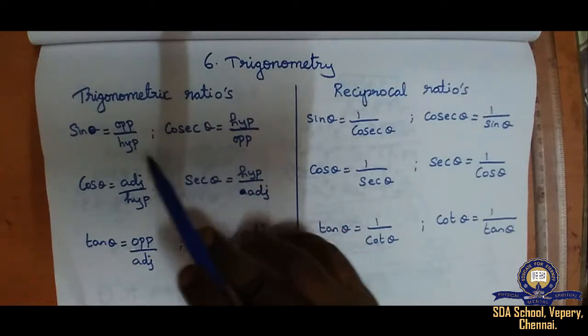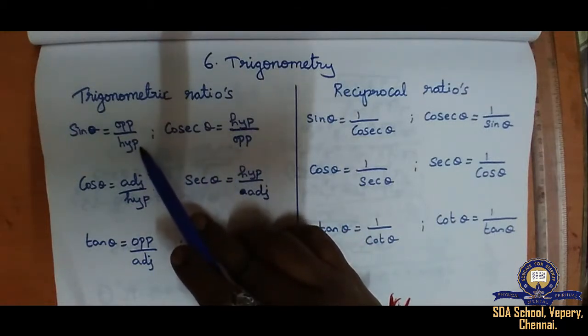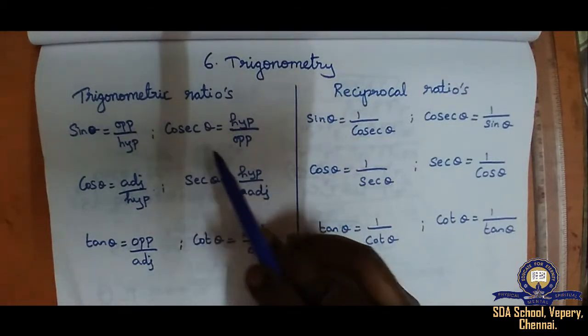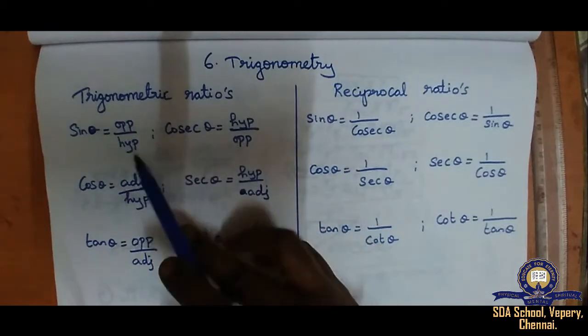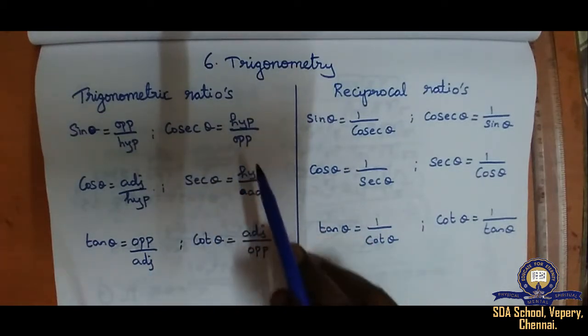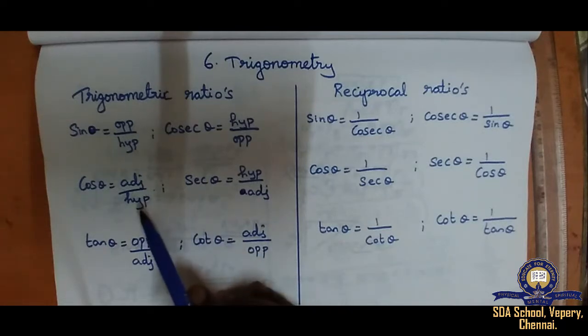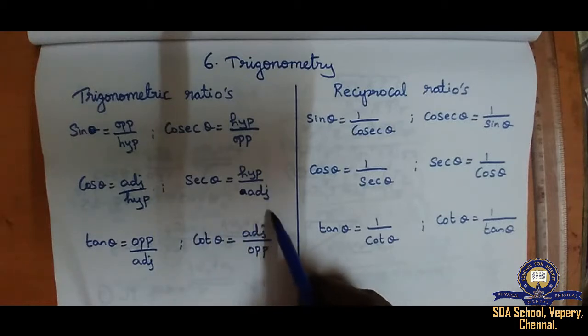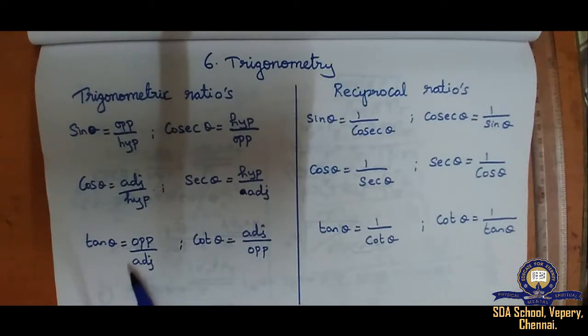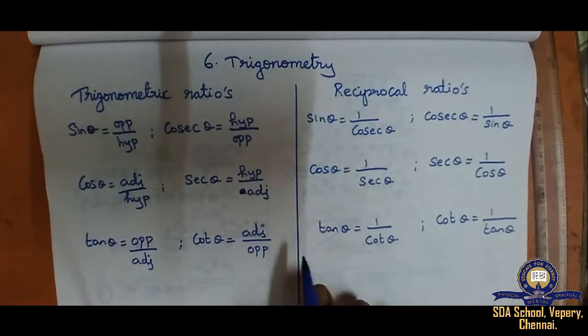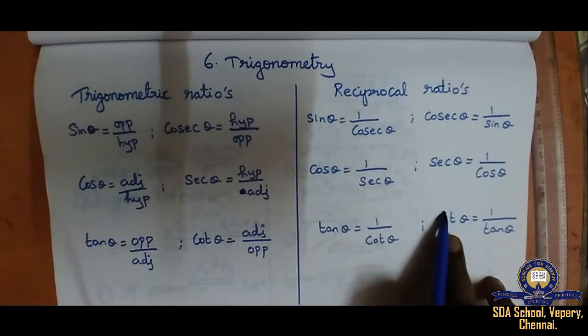Cosecant theta is reciprocal of sin theta. If it is opposite by hypotenuse, then hypotenuse by opposite. You have to interchange and write hypotenuse by opposite. Secant theta is reciprocal of cos theta. Adjacent by hypotenuse is written, so hypotenuse by adjacent. Tan theta is reciprocal of cot theta. Cot theta is reciprocal of tan theta. Opposite by adjacent, so adjacent by opposite. Same way I have written the reciprocal relation.